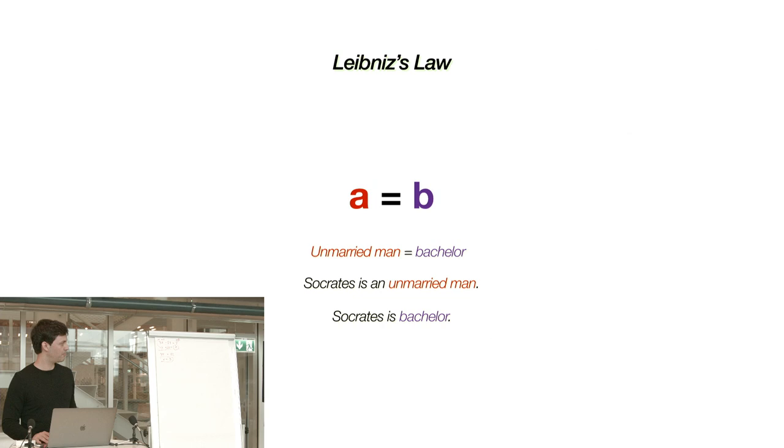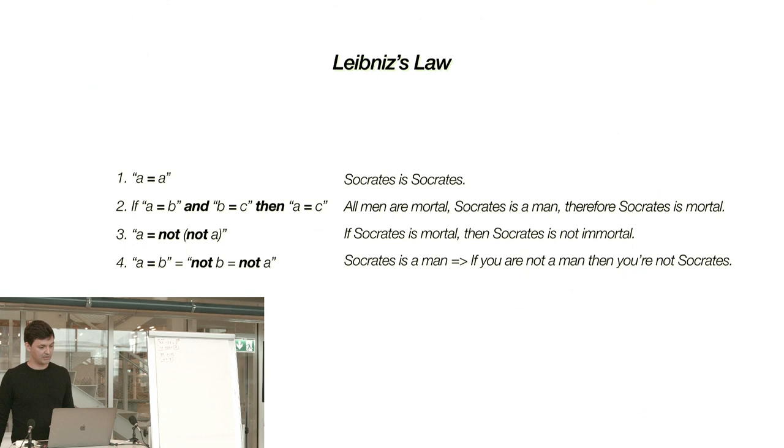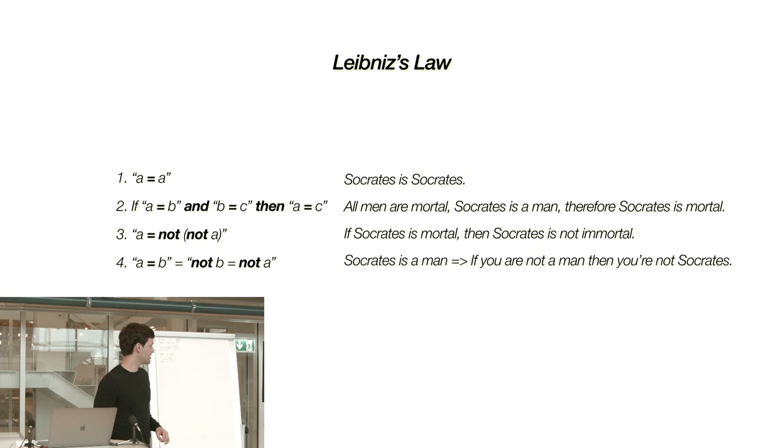But this is just the first step, what Leibniz did. Then he actually provided us with 4 laws. He added to equal more words: and, then, and not. And let's check out these laws. So A equals A, Socrates is Socrates. The second one says, all men are mortal, Socrates is a man, therefore Socrates is mortal. This is what we've seen with the Aristotle syllogism. If A equals B and B equals C, then A equals C.